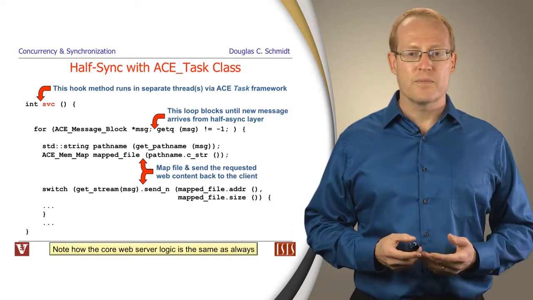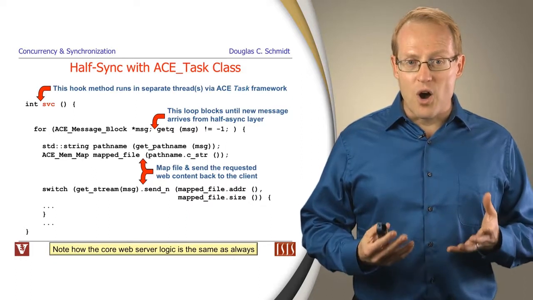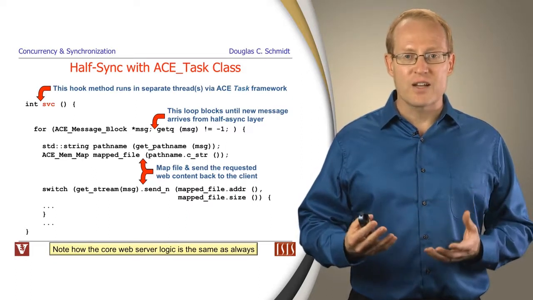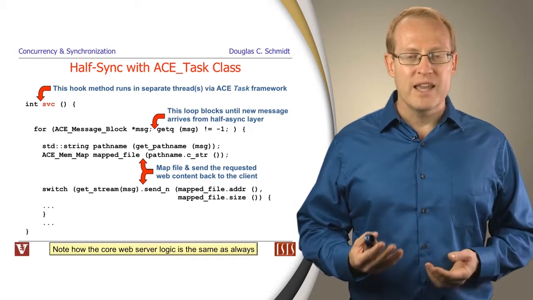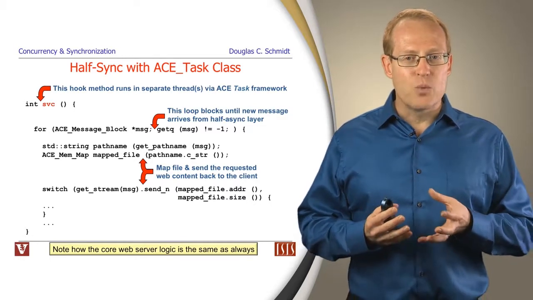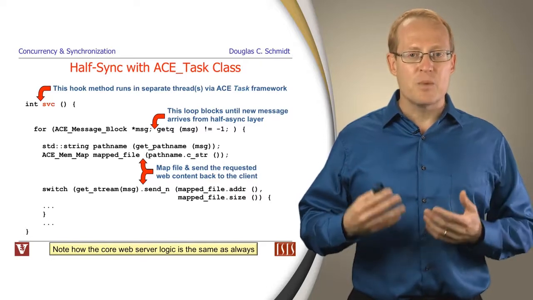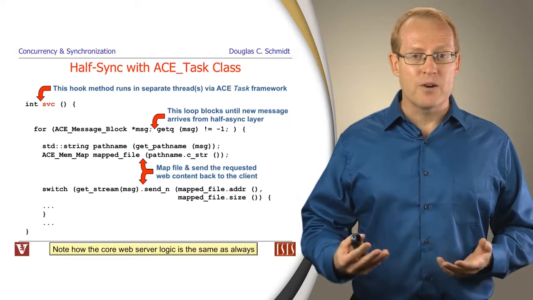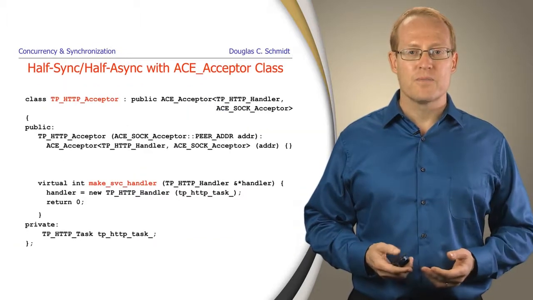Notice how, as always, the core web server logic is essentially identical in all the examples we've looked at. The thing that keeps changing is the way in which we arrange this logic to be called using different concurrency and event handling patterns and arrangement of those patterns.